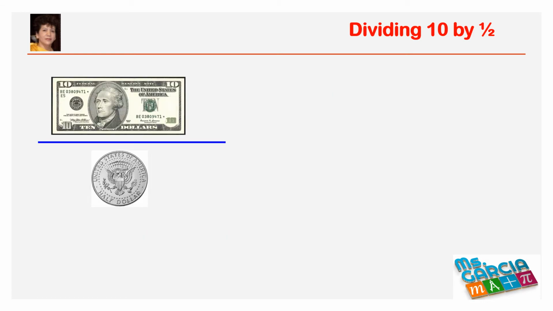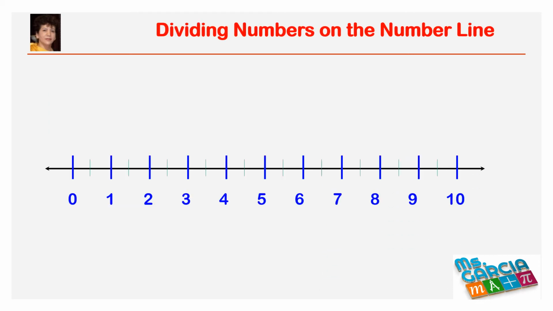Example: the question is how many half-dollars are in $10? The answer is 20. $10 equals 20 half-dollar coins. Suppose you want to divide 10 by half. First, draw a number line that begins at 0 and ends at 10, as in the following figure.